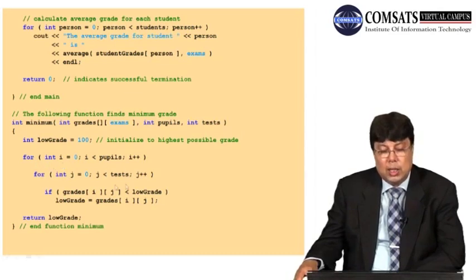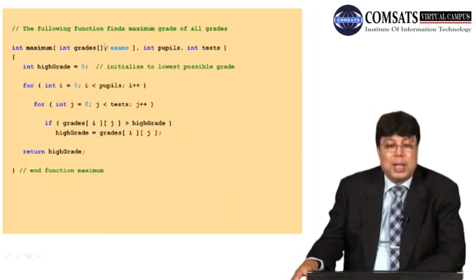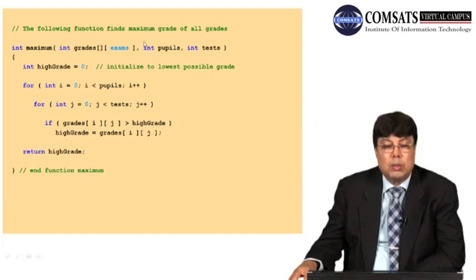This is the students and this is the test, and we say grades[i][j] is less than lowGrade. Whatever the first one will occupy this position, and whenever you find a lower grade, then this will be the lowest grade. The function will return that this is the lowest grade. Similarly, we can find in the reverse, the maximum grade. Initialize the lowest possible value.